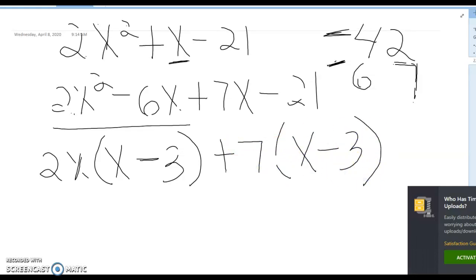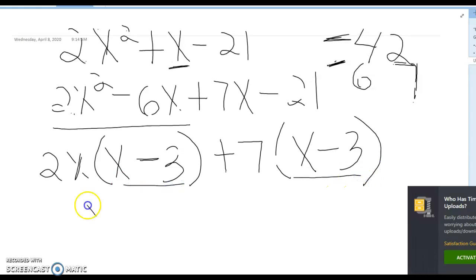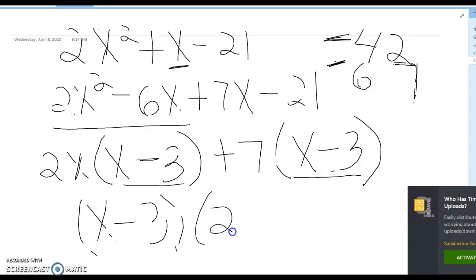Okay? Now that gives me, here's my x minus 3 that I would then factor out. And when I factor out the x minus 3, if you need to remember, it's just like dividing this side by x minus 3 and it cancels out, and divide this side by x minus 3 and it cancels out. And so what I would have left would be 2x plus 7. And so when I factor 2x squared plus x minus 21, I get the quantity x minus 3 times the quantity 2x plus 7.